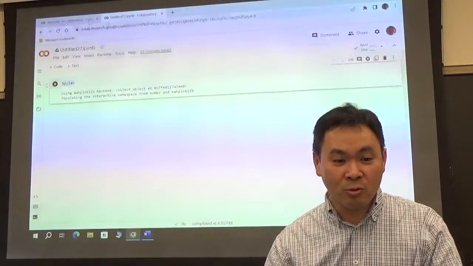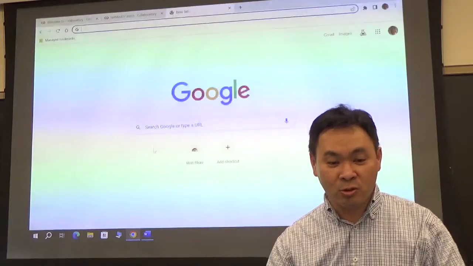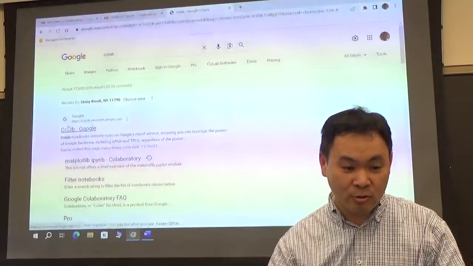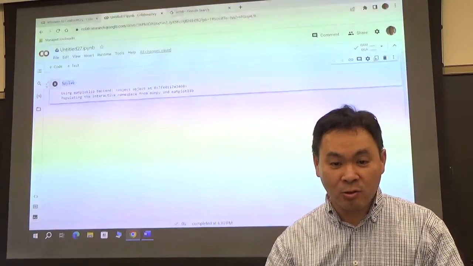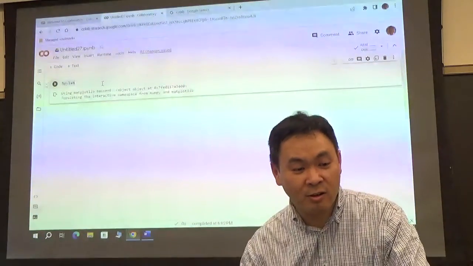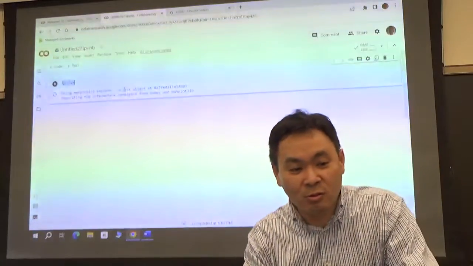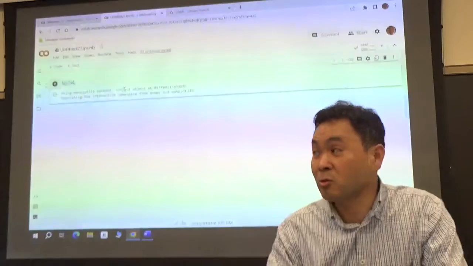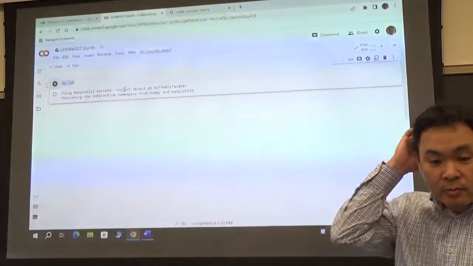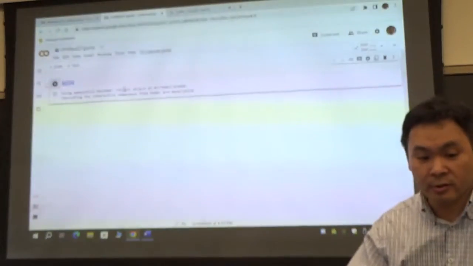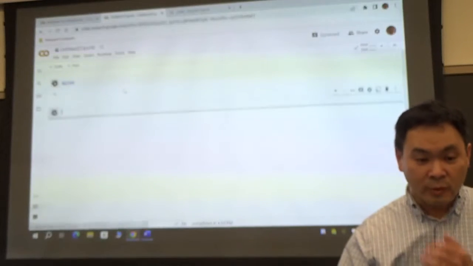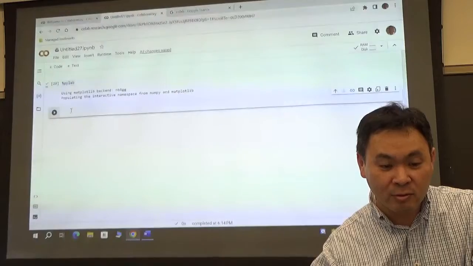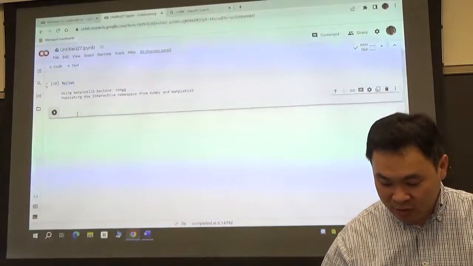By the way, if you don't know what Colab is, just go to Google and type Colab, enter, and then you'll find the Colab. And you need a Google ID to get access. And basically what it is, you can do Python here without having to install it on your own computer, right? So let's see. I'm going to do pylab in order to have commands ready for plotting and all that.